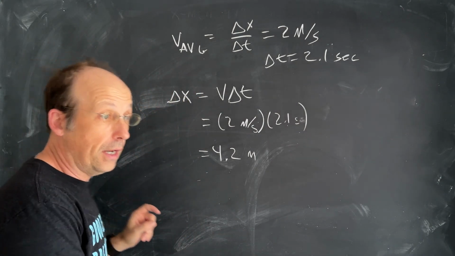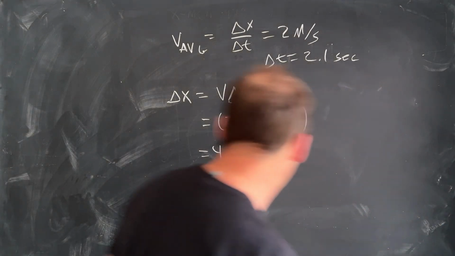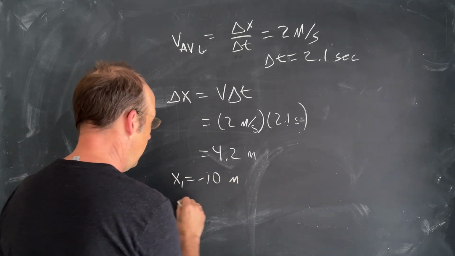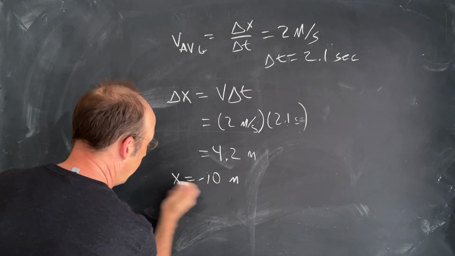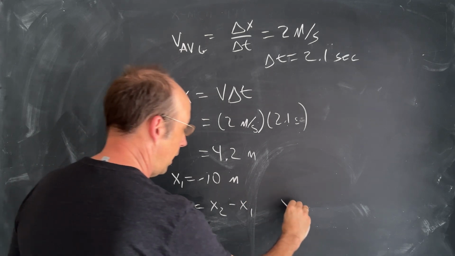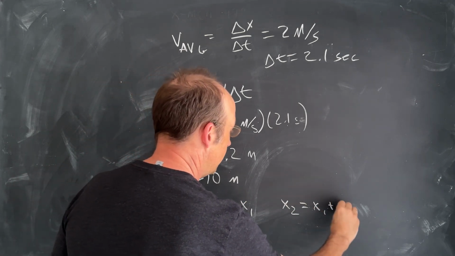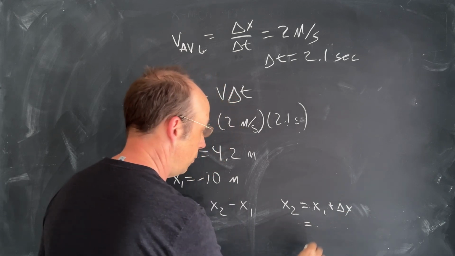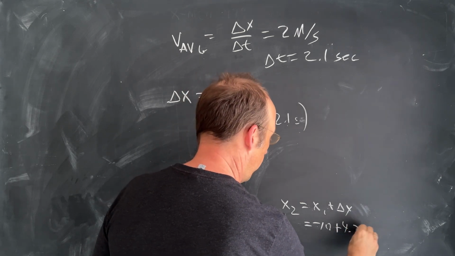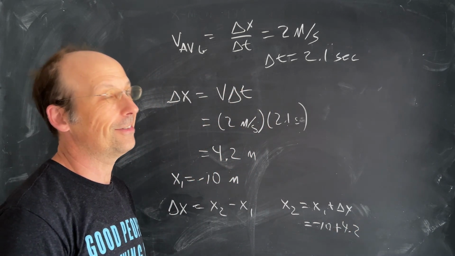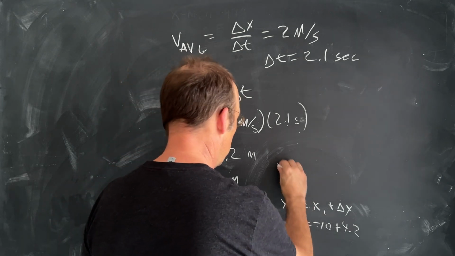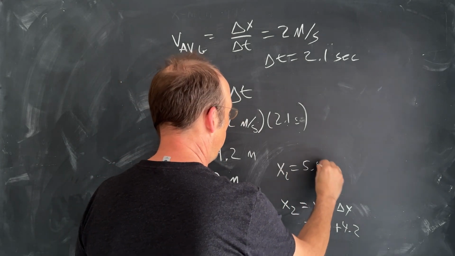But if I know, in this case, the initial position was negative 10, so if I say x1 is negative 10 meters, then I can write delta x as x2 minus x1, so x2 is x1 plus delta x. So that's going to be equal to negative 10 plus 4.2. So you could probably do that in your head. It's not that hard, right? That's going to be 5.8 meters. So x2 is 5.8 meters.